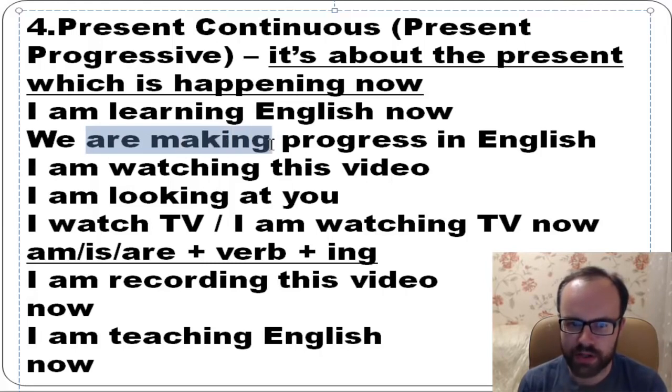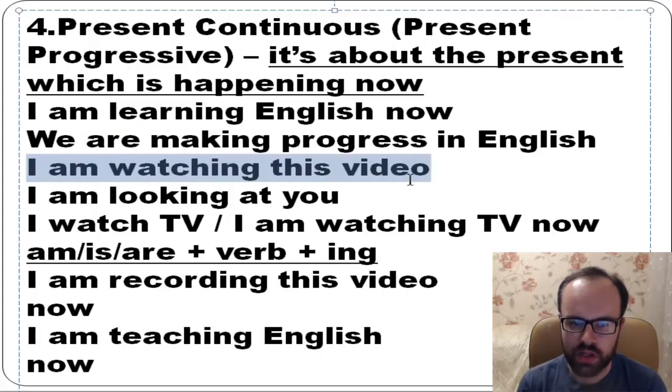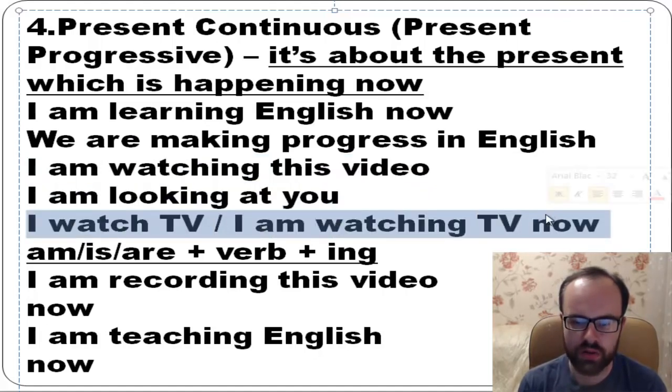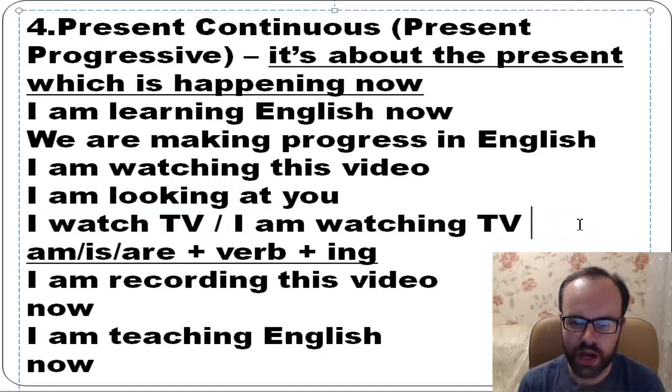We are making progress in English. I am watching this video. I'm looking at you. So look, I watch TV and I'm watching TV now, so you can say now or without now. I watch TV, it means I often watch TV, I usually watch TV. I'm watching TV now, so it's now. Yeah, am, is, are plus verb plus ing.